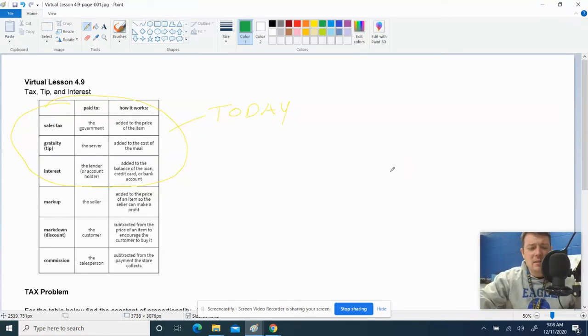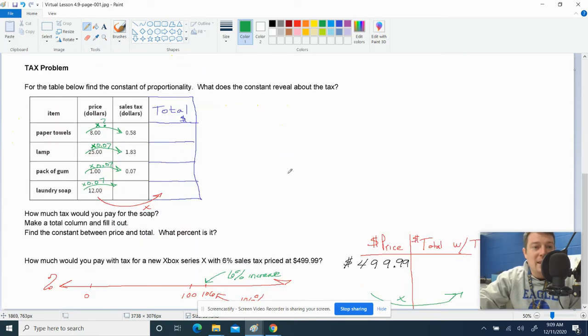One of my favorite things that we do in seventh grade. I hate that we have to do this online, but we're going to start talking about these contexts of percentage problems: taxes, tips, interest, markups, discounts, commission, all these things that are actually useful math things that you're going to use in your everyday life as an adult. I love this part of our content. But today we're just going to focus on tax, tips, and interest. So I'm going to jump right into it with a tax problem.